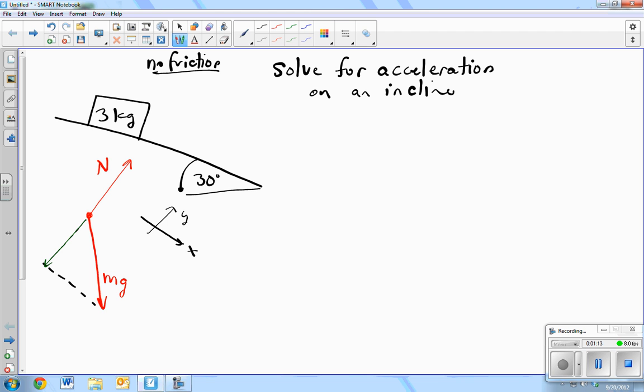One piece goes downwards against the normal force. One piece goes along the plane, and that's the piece of gravity that's causing our acceleration. So what are these two values? The angle of the plane goes here. So let's do the green value first.